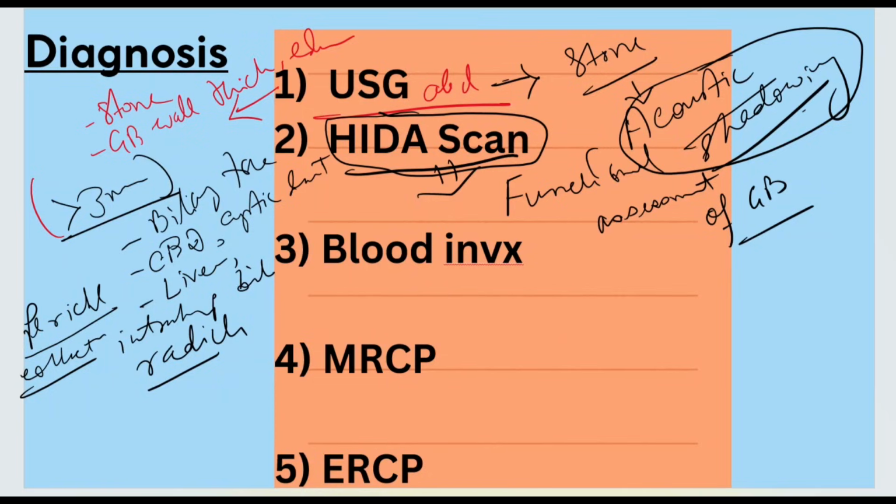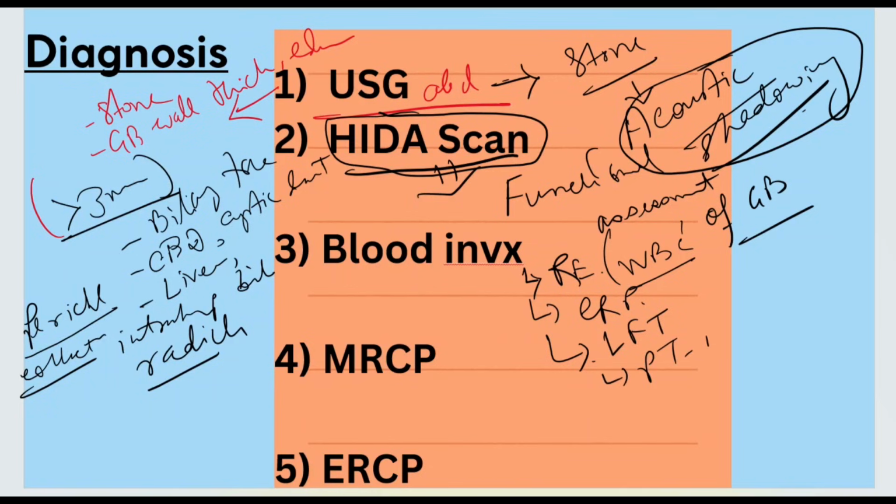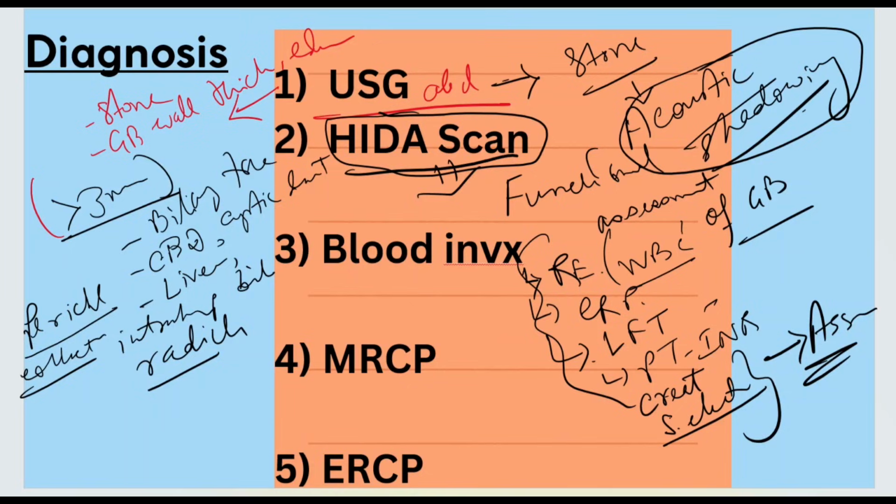Now blood investigation. What blood investigation we do? The routine blood investigation to look for the WBC count, and also CRP level. Then we look for liver function test, PT INR. These are some of the basic investigations that we do. Also for severe cholecystitis, look for creatinine level, serum electrolyte level. These are also important to assess status of the patient.